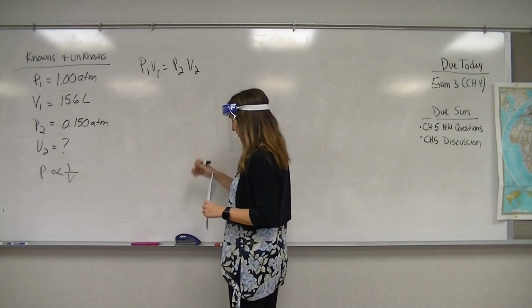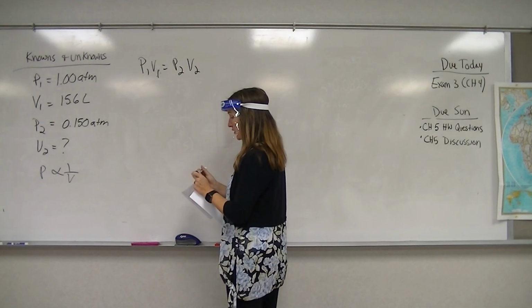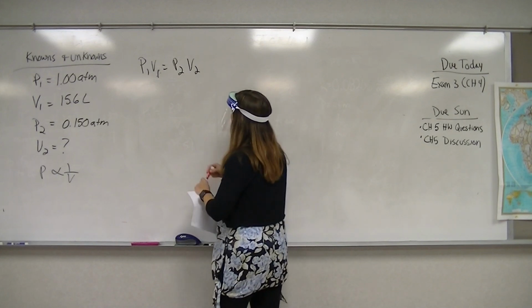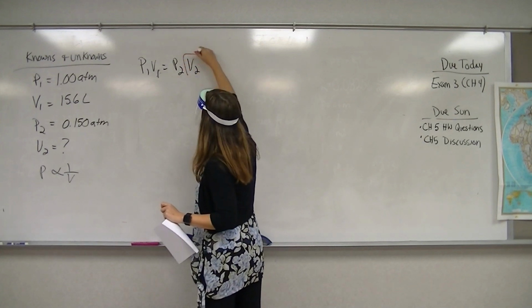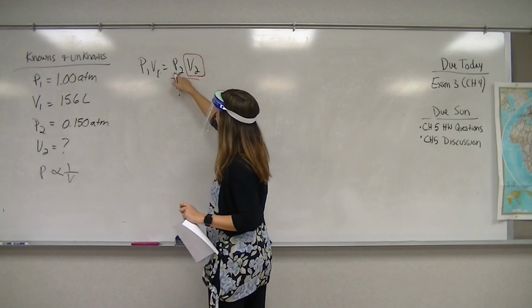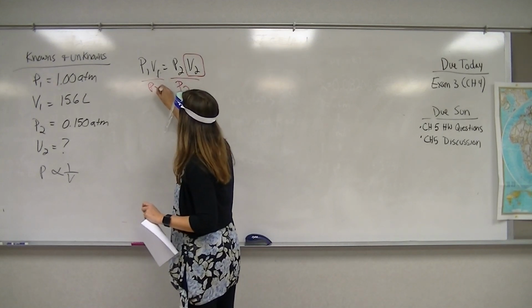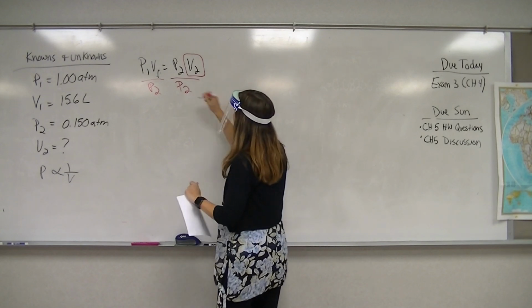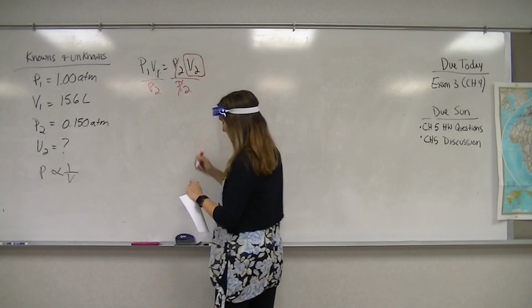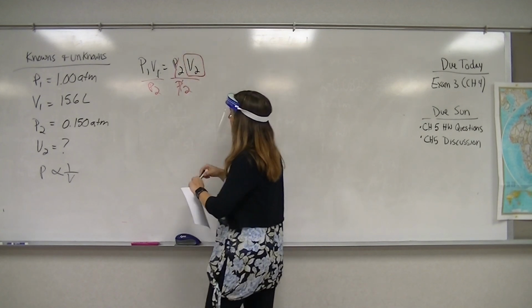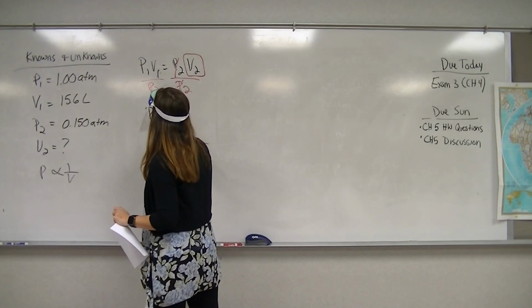Let's go ahead and rearrange this equation. We're solving for volume this time. So we want the V2 by itself. So we want to get rid of this P2. To get rid of it, we're going to divide. Whatever we do to one side, we have to do to the other. It's going to make my P2 cancel on that side, and I get my rearranged equation.